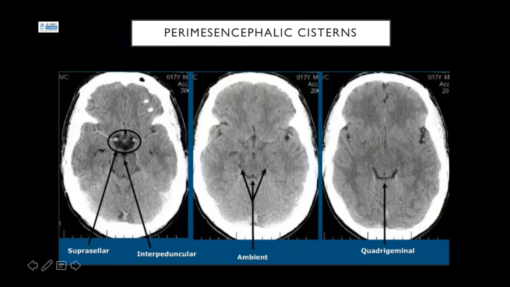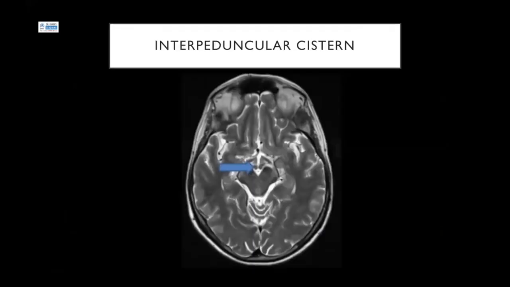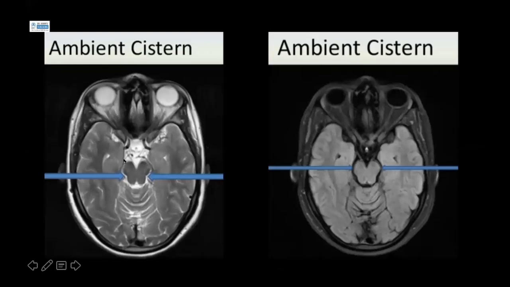Just to show you one more image to reinforce it. So suprasellar cistern, interpeduncular, ambient, and quadrigeminal. And you could be asked this on a CT or an MRI study. And this is our interpeduncular cistern between the cerebral peduncles of the midbrain. The mammillary bodies are again here. And this is coming into the vermis of the cerebellum. Here we've just highlighted again the ambient cistern.